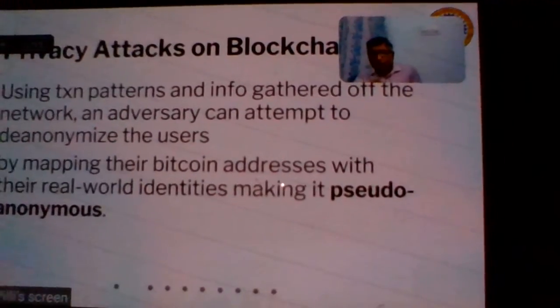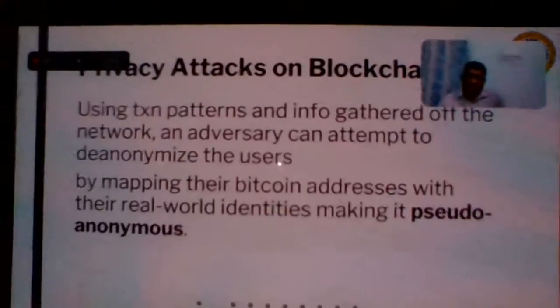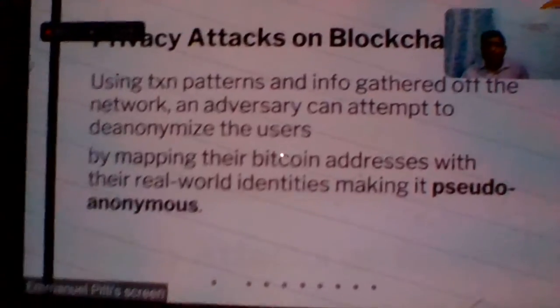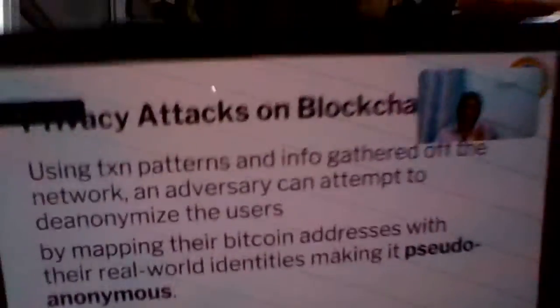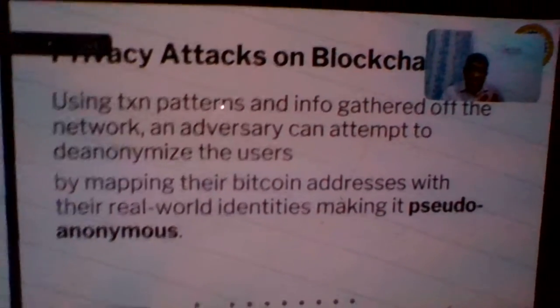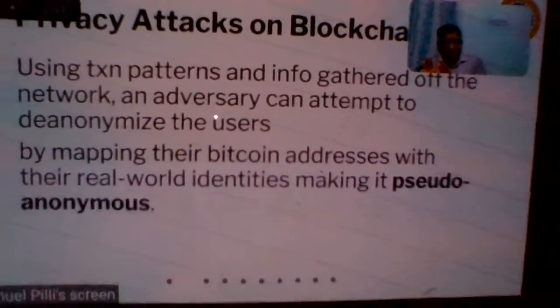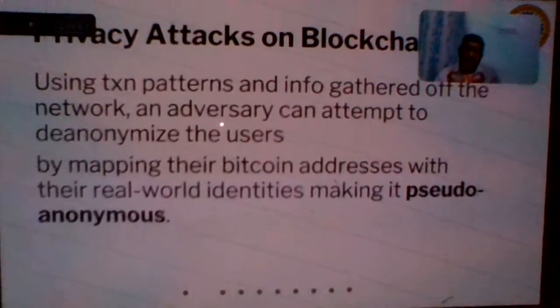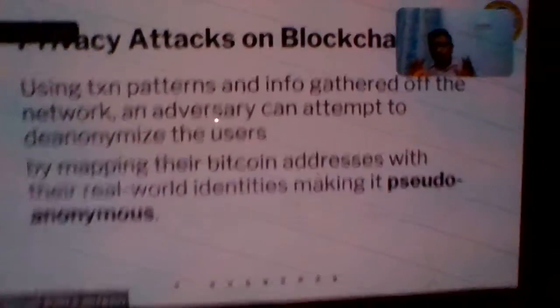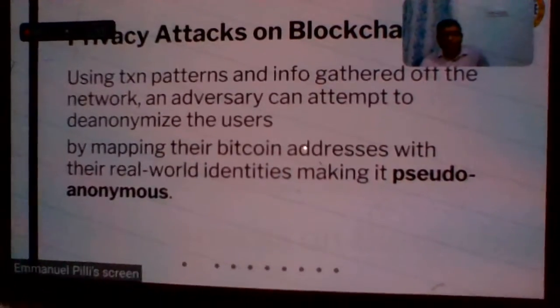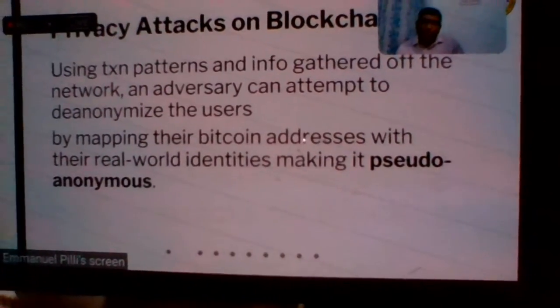You can map your Bitcoin addresses to real world entities, making it pseudo-anonymous. Somewhere there can be a linkage between the physical network address and their public address. You can try to create a link. So slowly you can't make it fully anonymous, but you can actually get it pseudo-anonymous. You may be able to guess who the individual is, right?